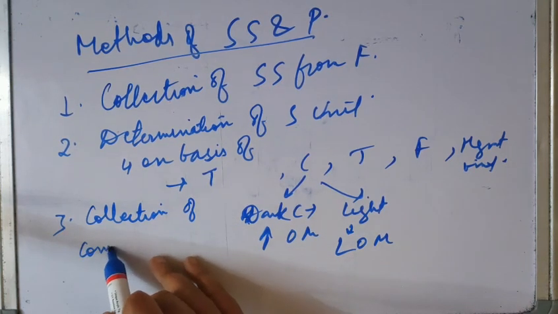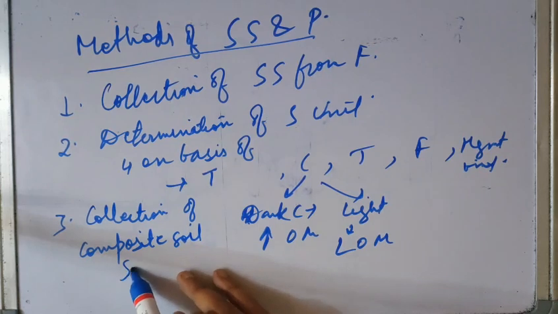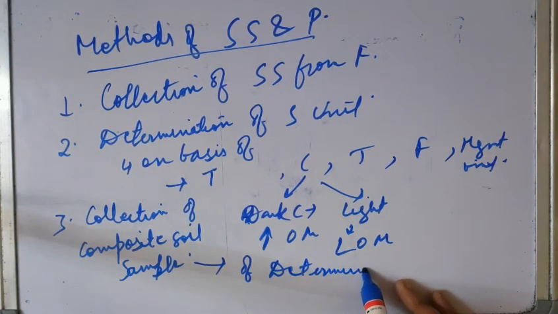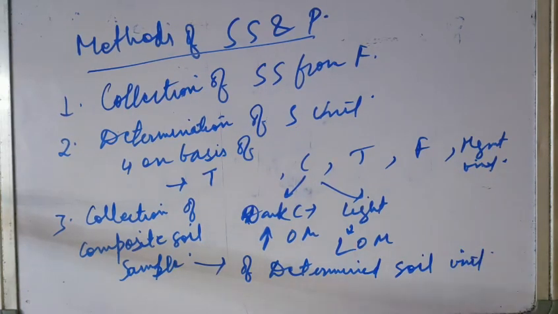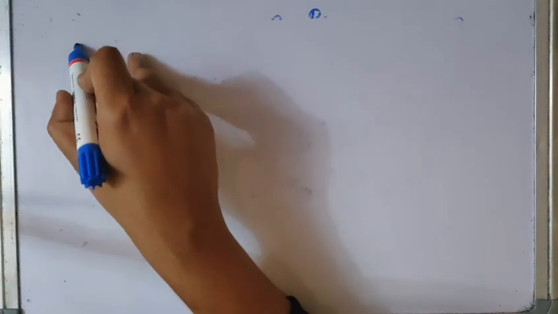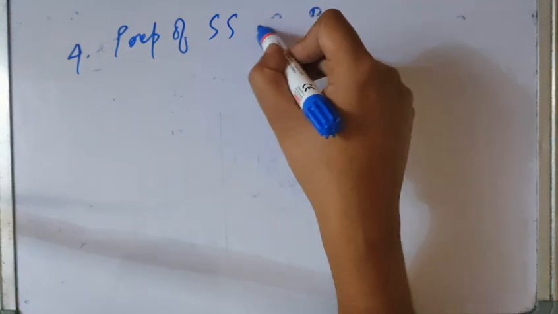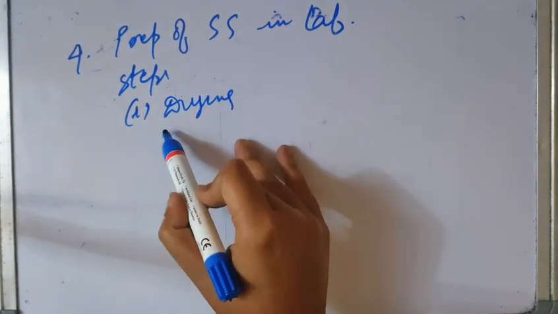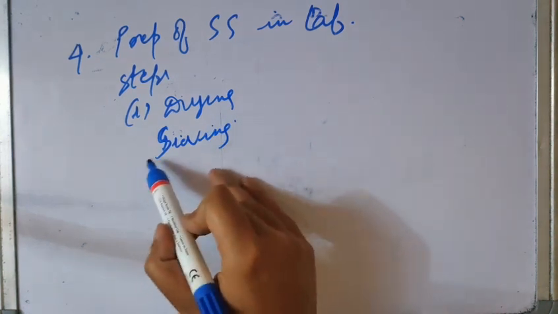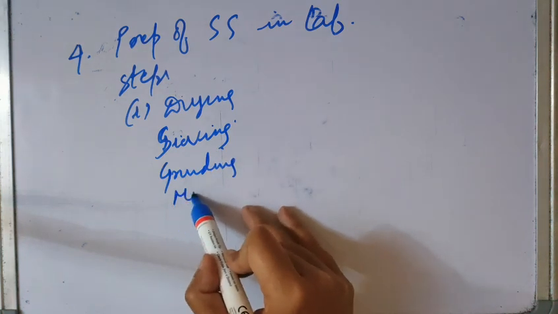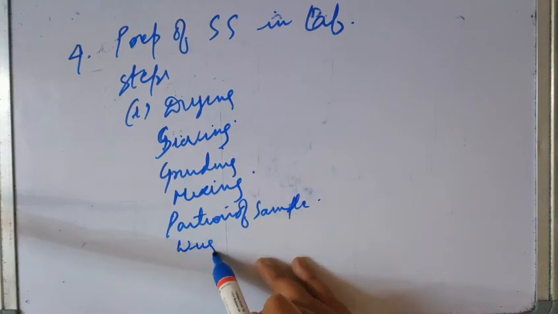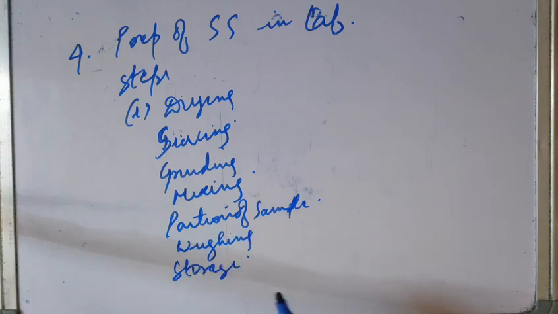The next step is collection of composite soil sample of determined soil unit. Now the next method is number 4. After collecting the composite soil sample, what will you do? Preparation of soil sample in lab. What steps will we follow here? Number 1 is drying, sieving, grinding, mixing, partition of sample, weighing, storage, etc. These are the steps.